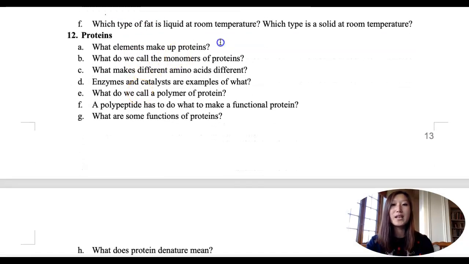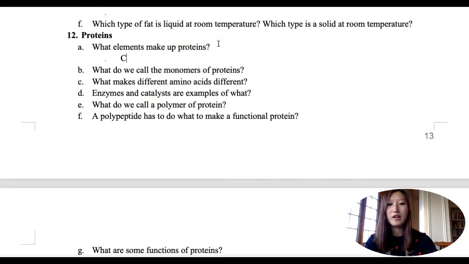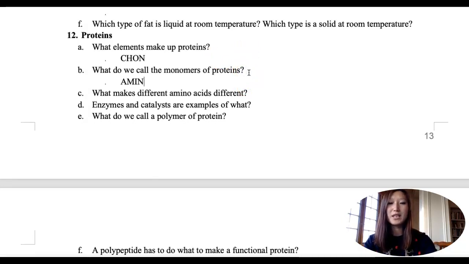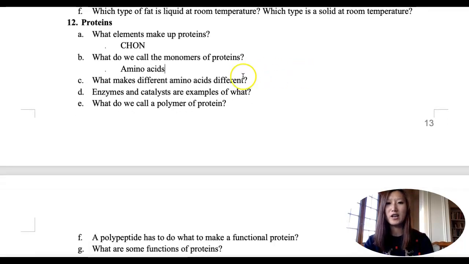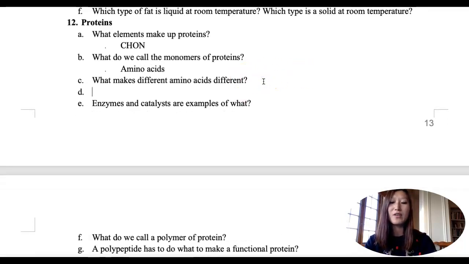Moving on, proteins. So elements that make up proteins are carbon, hydrogen, oxygen, and nitrogen, CHON. What do we call the monomers of proteins? Those are called amino acids. And I think you guys are pretty good at this now. What makes different amino acids different? So they have different, what we call, R groups.